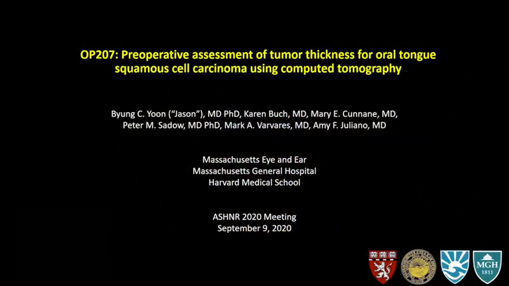Hi everyone, my name is Jason Yoon and I'm one of the neuroradiologists at Massachusetts General Hospital. Today I'll be presenting our project on preoperative assessment of tumor thickness for oral tongue squamous cell carcinomas using CT. This project has been spearheaded by Dr. Amy Giuliano from Massachusetts Eye&Ear.